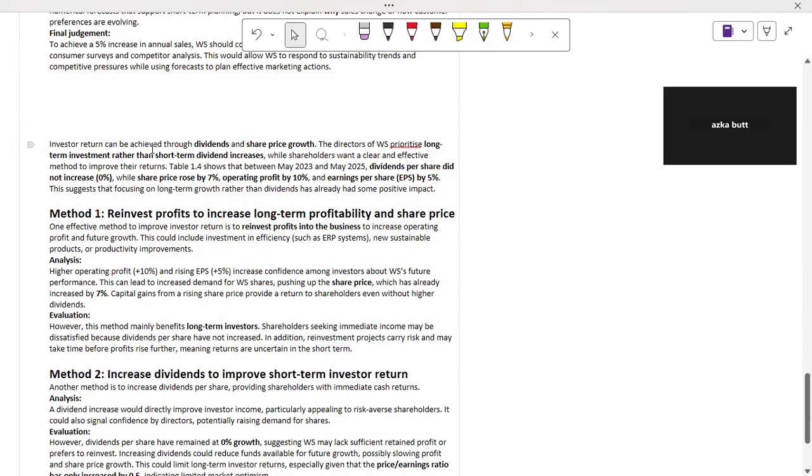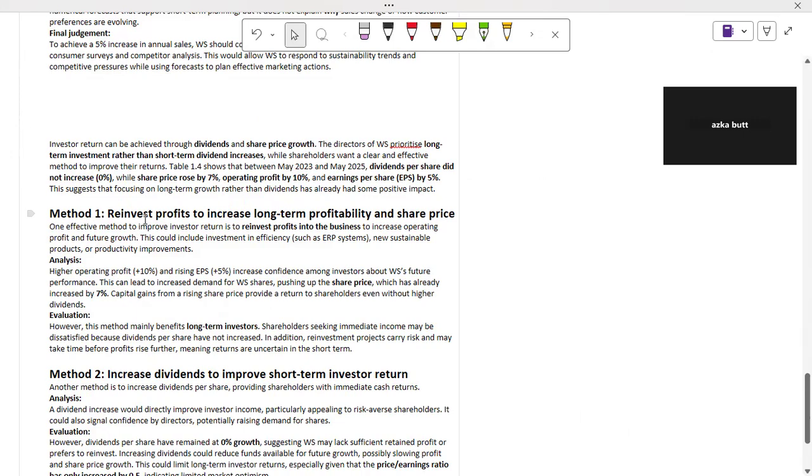So investor return can be achieved through dividends and share price growth. Directors of WS prioritize a long-term investment rather than a short-term dividend increase, while shareholders want a clear and effective method to improve their return. Table 1.4 shows that between May 2023 and 2025, dividend per share did not increase, while share price rose by 7%, operating profit by 10%, and earnings per share by 5%.